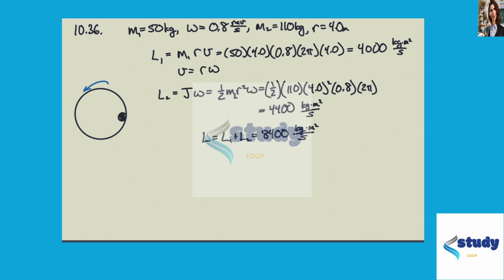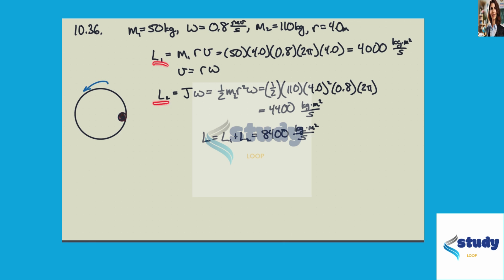They ask us for the angular momentum, and the angular momentum will be in the right-hand rule direction of whatever we call positive, or whatever direction we say it's rotating. Now the disc weighs 110 kilograms and has a radius of 4 meters. They ask us for the magnitude of the angular momentum of the total system.